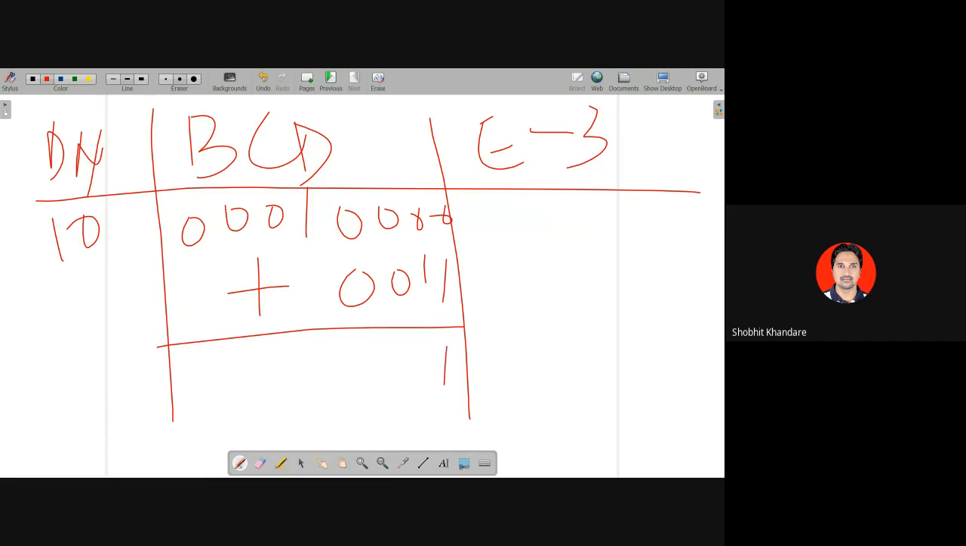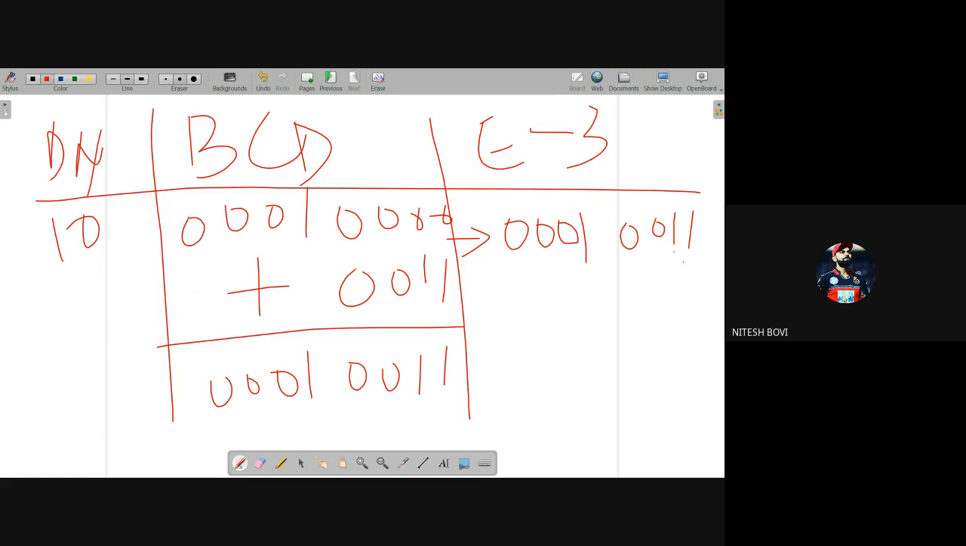Now please add this. So 0 plus 1 is 1, 0 plus 1 is 1, 0 is 0, 0 is 0. So what do I have to write in XS3? In XS3 I have to write down 0001 0011. Yes or no? Yes, sir. 0001 is 1, 0011 is 3. So 10 plus 3 gives you 13, and I have written that here.